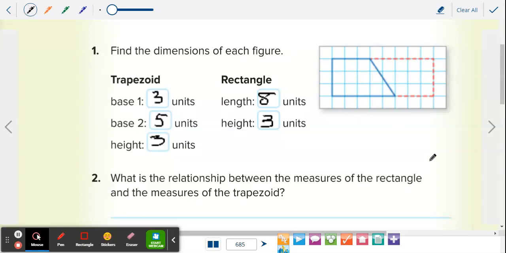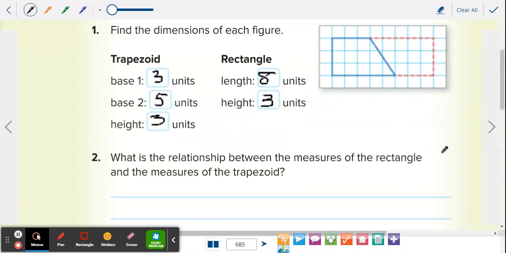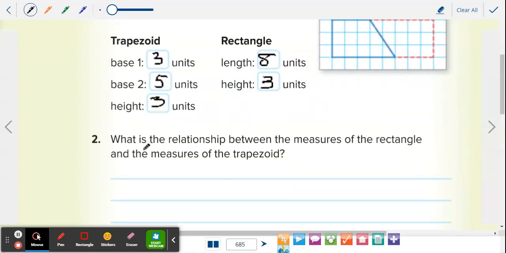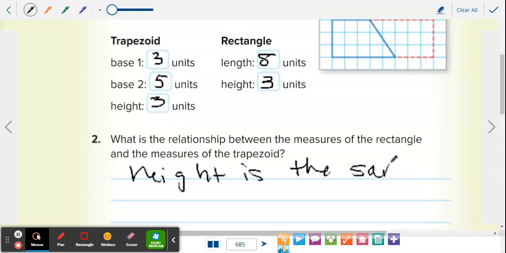So, number 2, what is the relationship between the measures of the rectangle and the measures of the trapezoid? What do you notice about those? The height is the same. So, we'll put height is the same. What else do you notice? They're both used as units. That's because it's on a graph.